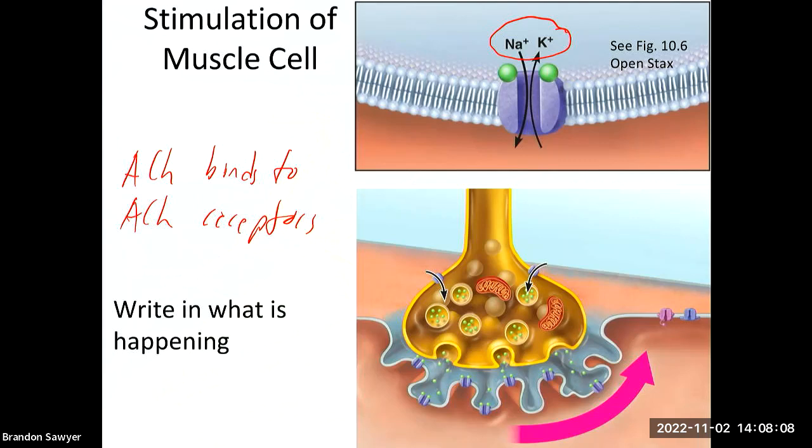Any thoughts on why that is? It looks like there's a lot of potassium on the inside and a lot of sodium on the outside. What would make it so there's such a greater rush of sodium going in when they both have the opportunity to move? Talk about that with each other for a second. What are your ideas then?